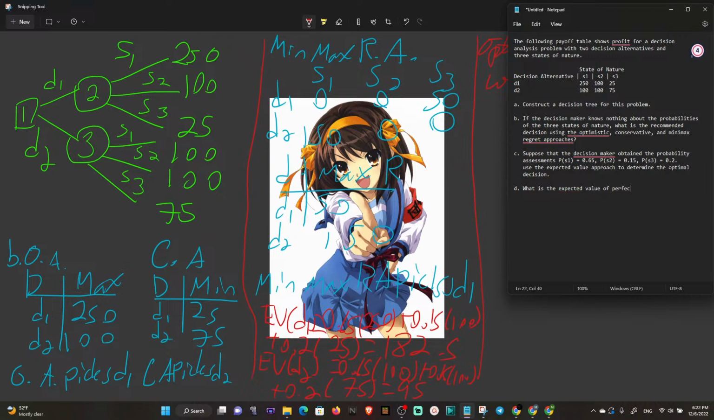D is what is the expected value of perfect information? Well, that's even easier.